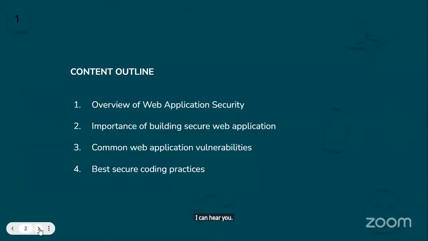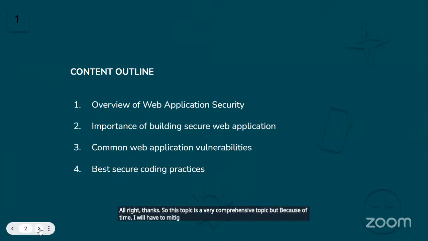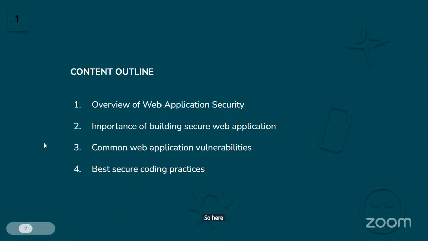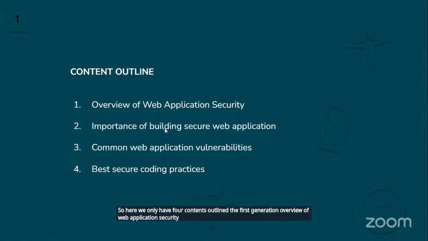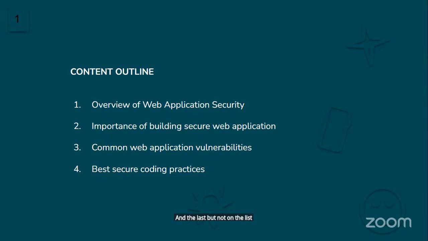So this topic is a very comprehensive topic, but because of time, I will have to mitigate it and make it a little bit condensed. So here we only have 4 contents outlined. The first one will be based on overview of web application security. The second one will be importance of building secure web application. The third one, common web application vulnerabilities. And the last but not the least is the best secure coding practices.